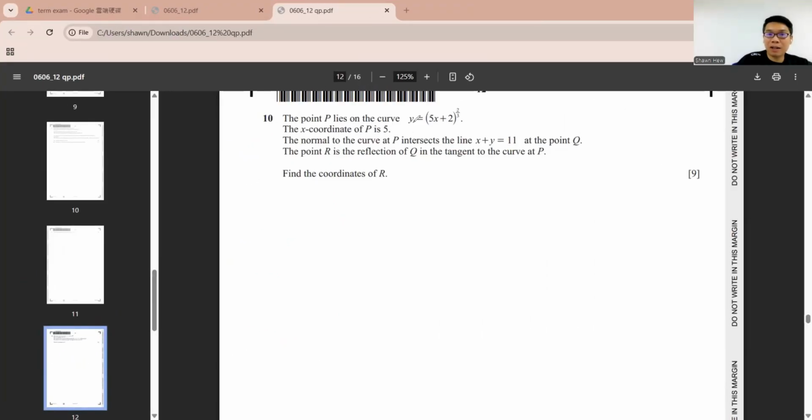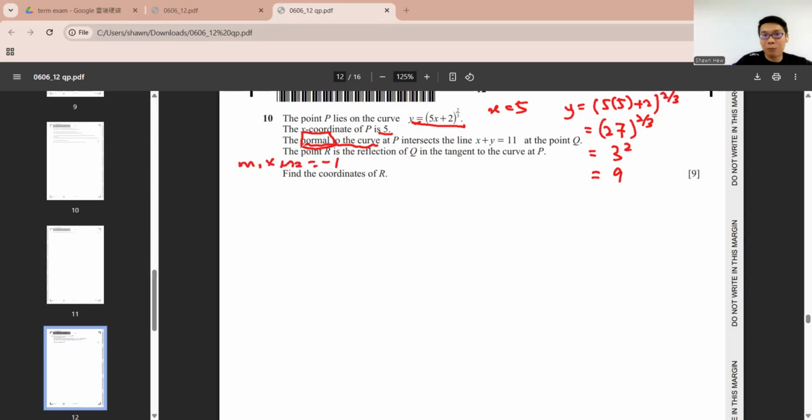Question 10 gives you an equation, and then they talk about the normal of the curve. So this is actually a differentiation concept. What should we do when we see the equation of a normal? We must have the information of x, y, and gradient. x is 5. y, you just substitute into your y equation. y is 9. Then we need to find the gradient. For the normal, we must apply the formula m1 times m2 equals -1. So we go and find m1 first. m1 is just dy/dx.